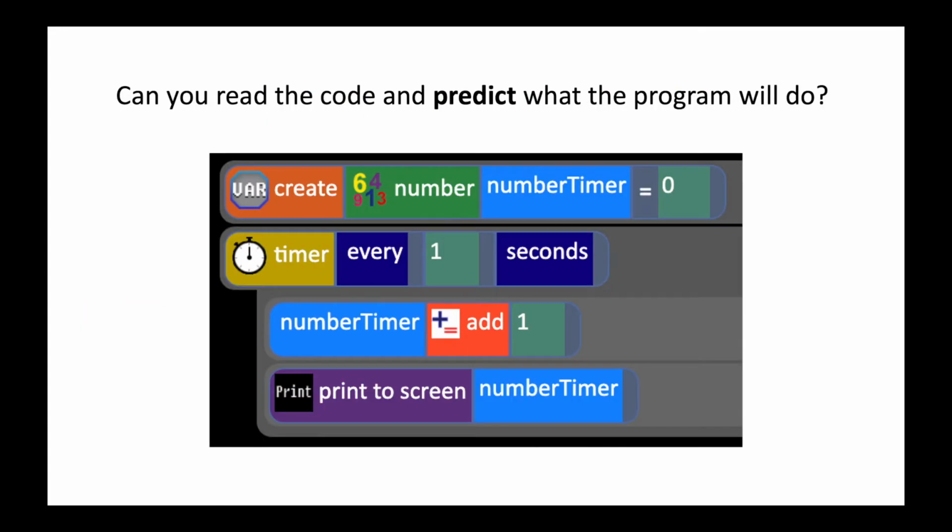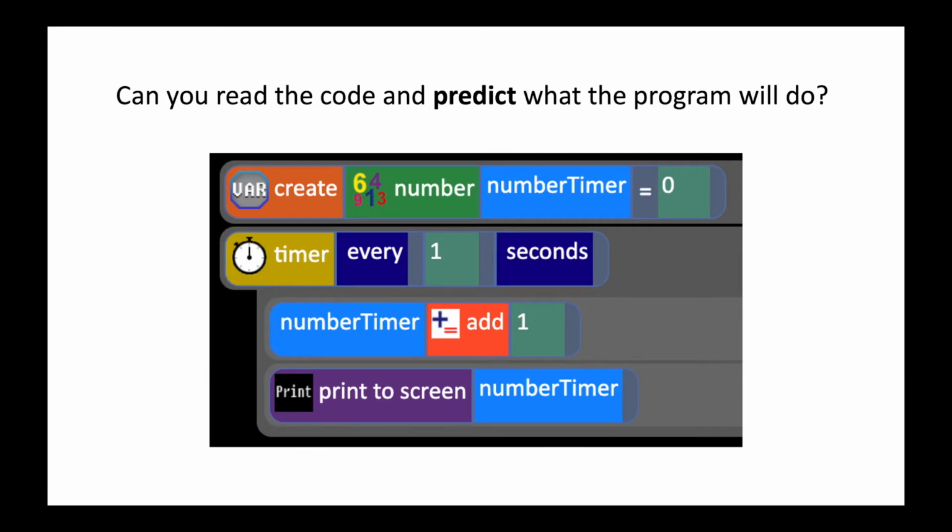So let's look at this code. Can you read it and predict what the program will do? It creates a number variable called number timer and sets it to 0. It then uses a timer and calls it every 1 second. It then adds 1 to the number timer and prints the number to the screen.